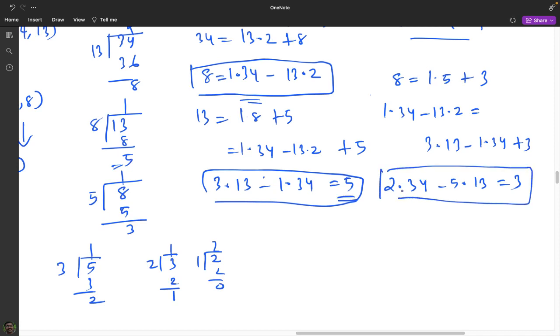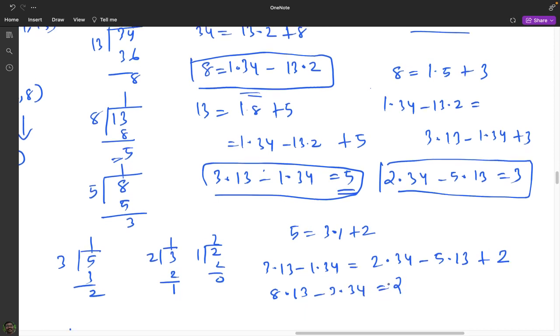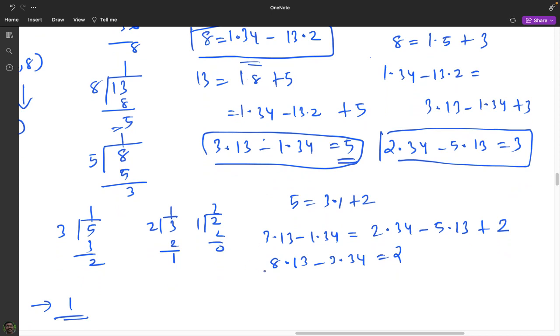So the next number in the sequence was 2. How will you write 2? 2 was obtained when you divide 5 by 3. So 5 was written as 3 into 1 plus 2. 5 we already know how to write: 3 into 13 minus 1 into 34. That equals, how will you write 3? 3 is 2 into 34 minus 5 into 13, plus 2. Now tell me how to write this 2. Bring all these things to this side. So it will be 8 into 13 minus 3 into 34 equals 2. Correct me if I am wrong. So 8 into 13 minus 3 into 34 is equal to 2.